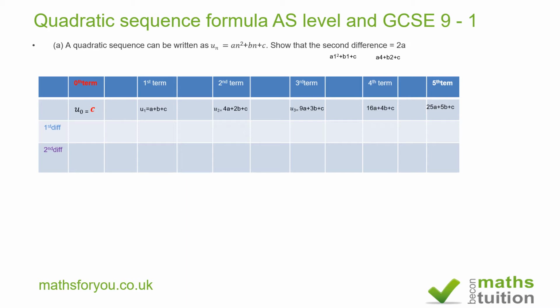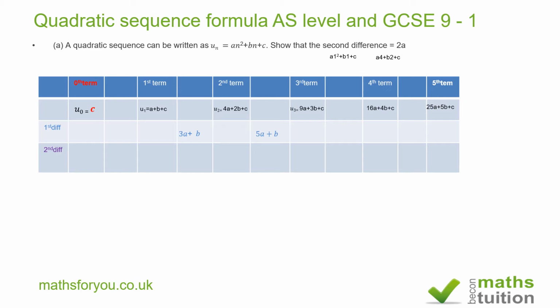Now, we need to find the first difference between consecutive terms. For instance, the first difference between the second term and the first term: we end up with 4a plus 2b plus c minus a plus b plus c. The c cancels out, so we end up with 3a plus b. The first difference between the third term and the second term will be 9a plus 3b plus c minus 4a plus 2b plus c, and we end up with 5a plus b.